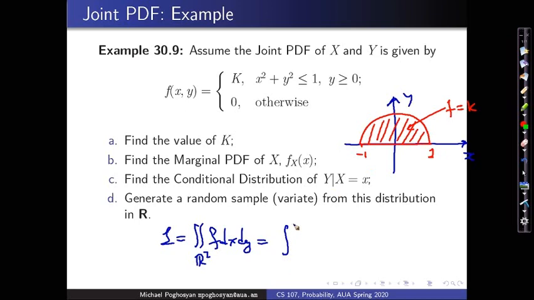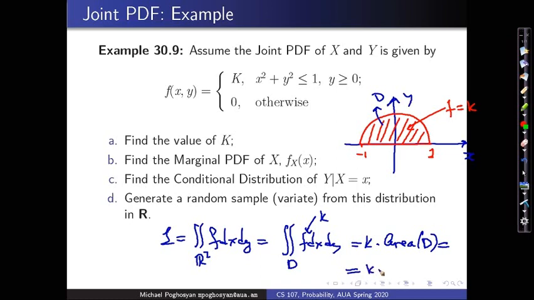So over the region D, say, this is the region D of f dx dy. And because this is constant k, I will have k times the integral of 1, and the integral of 1 is the area of D. And area of D is easy to calculate, half the area of our unit disk. This is k times pi over 2. And from this we will have k is 2 over pi.